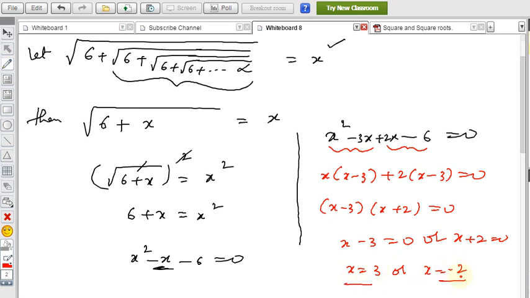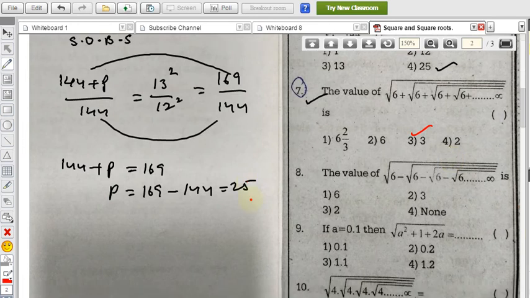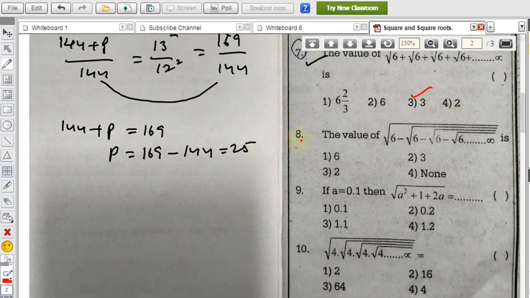3 or minus 2. So which option is given according to the content? x is equal to 3 or minus 2. Yes, 3 or minus 2, but it's plus 2, so it's a plus 3. 3 or minus 2, both are correct, according to the option. Similarly, you can do the same for this one also.